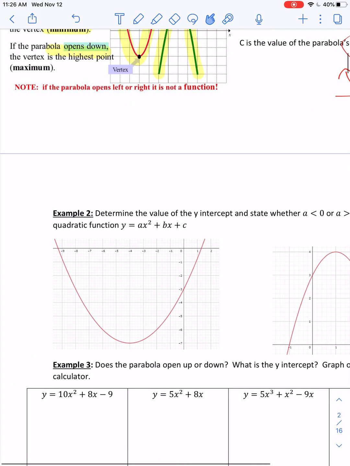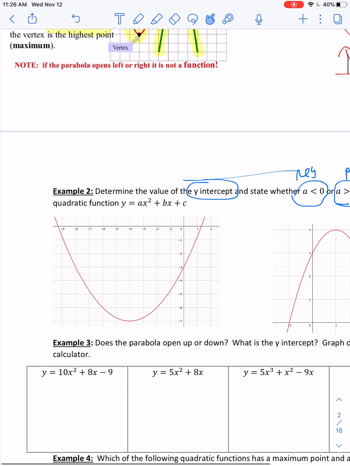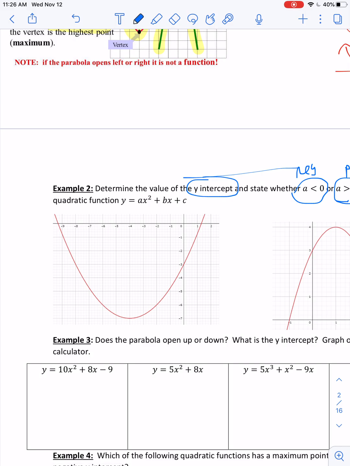Okay, so example 2, using what we just learned here. It says determine the value of the y-intercept and state whether a is less than 0, so that means a would be negative, or where a is greater than 0, meaning positive. So if we look at this first example here, we can see that the graph opens upwards. So if our graph opens up, a has to be positive.